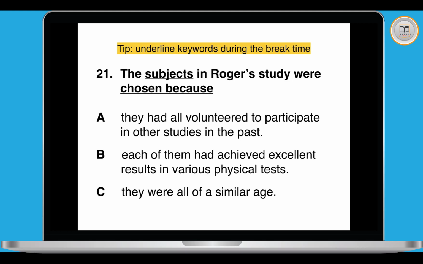Then A, they had all volunteered to participate in other studies in the past. Volunteered studies in the past. B, each of them had achieved excellent results in various physical tests. Excellent results, physical tests. And C, they were all of a similar age. So now we've got just a few words underlined, and that can focus your attention more while you're listening to the recording. Let's listen now.